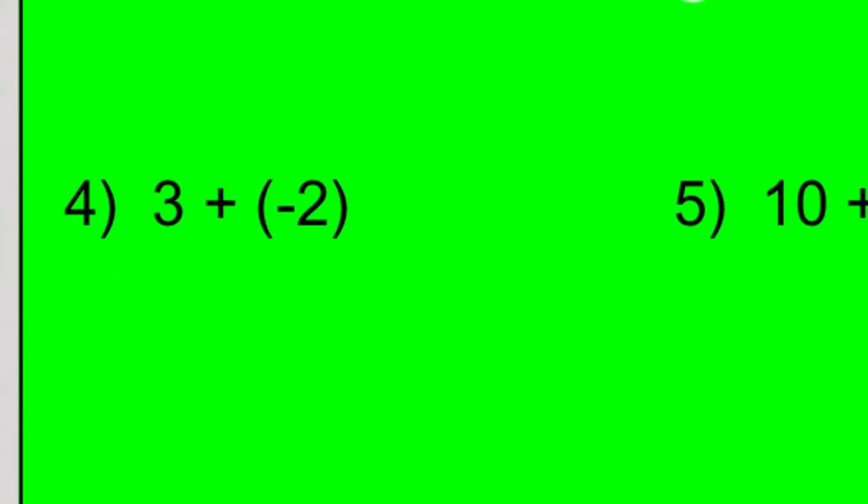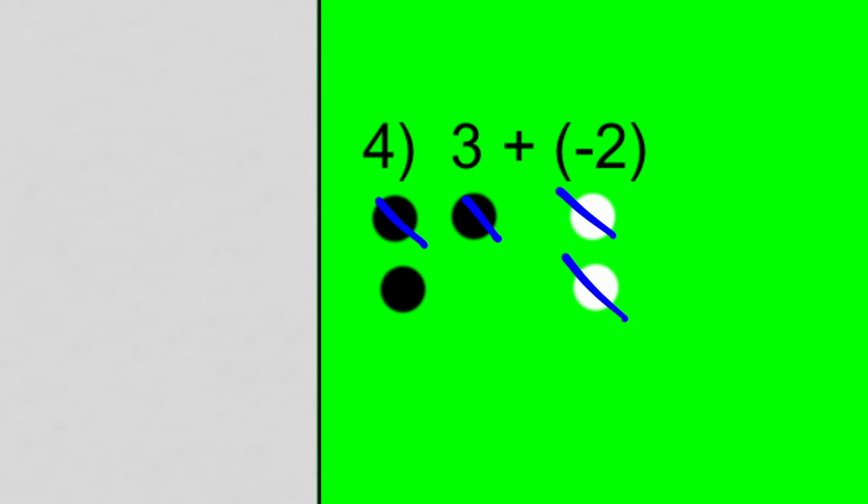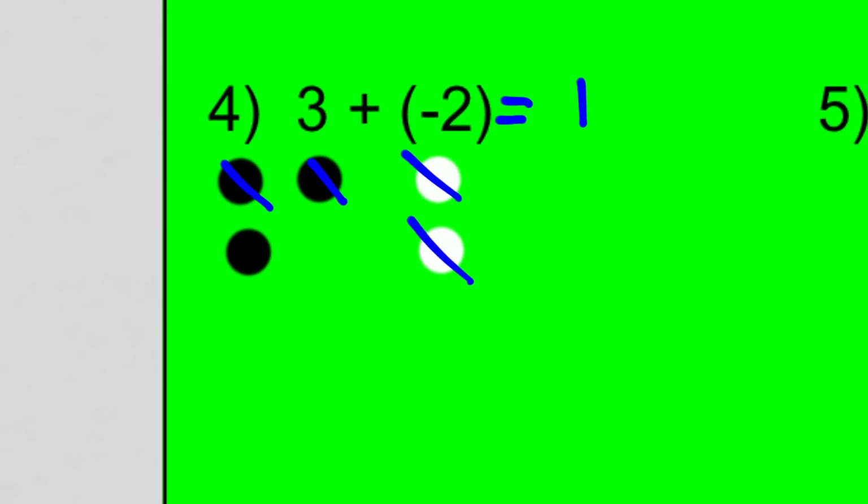Now let's take a look at this situation. 3 plus -2. The reason I have these parentheses here is just to separate the plus and the minus sign. Okay, 3 positives. Well, let's model this out. We'll model out 3 positives: doink, doink, doink. And 2 negatives: doink, doink. Okay, let's check for zero pairs now. I have a zero pair here and a zero pair here. I'm left with 1 positive, which I can write as 1 or +1.